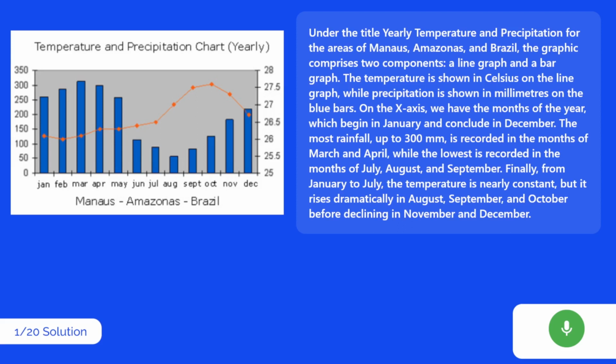The most rainfall, up to 300 millimeters, is recorded in the months of March and April, while the lowest is recorded in the months of July, August, and September. Finally, from January to July, the temperature is nearly constant, but it rises dramatically in August, September, and October before declining in November and December.